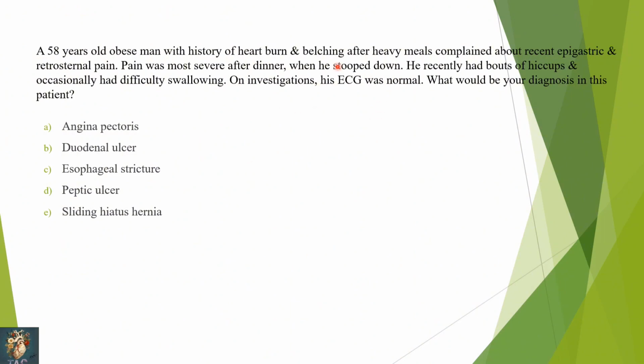So please remember, as ECG is normal, this may not be the angina pectoris. Then for the remaining conditions, first remember, if the patient gets worse after eating something, it is of peptic origin, of the stomach, and if the pain is relieved after taking some food, the pain is because of the duodenal ulcer. So in this condition, the patient has a severe pain after dinner and when he stooped down, and there are bouts of hiccup and occasionally difficulty swallowing. So these symptoms typically give a clue about the peptic ulcer.